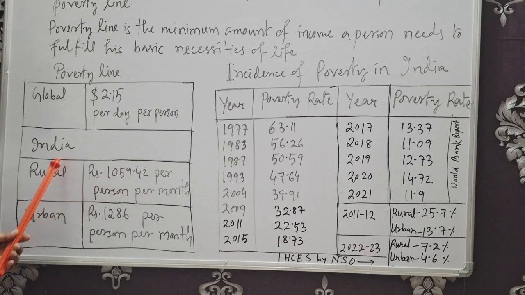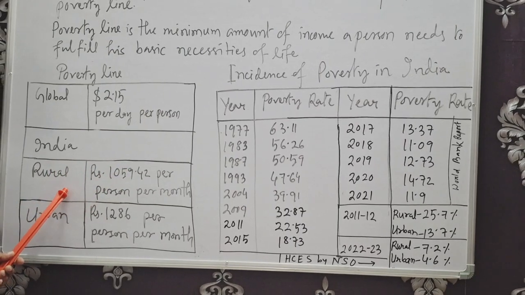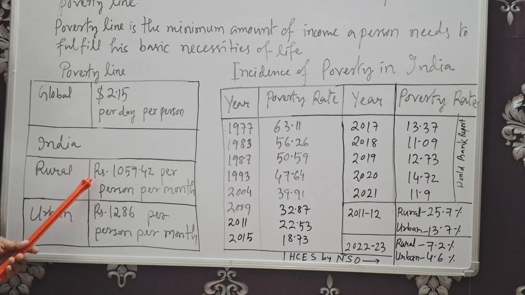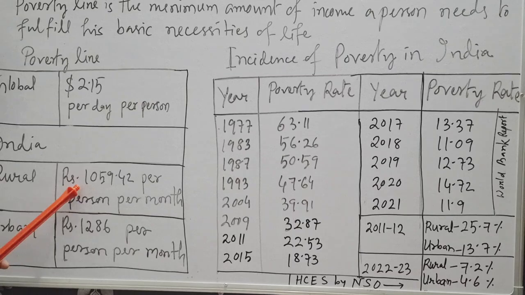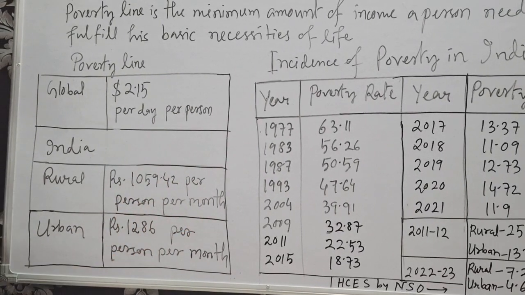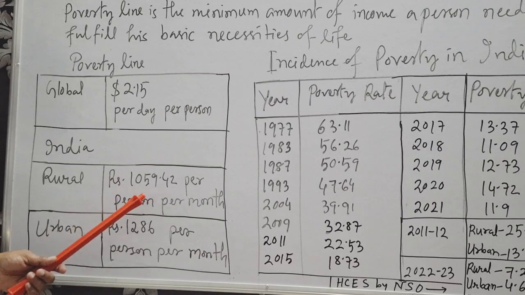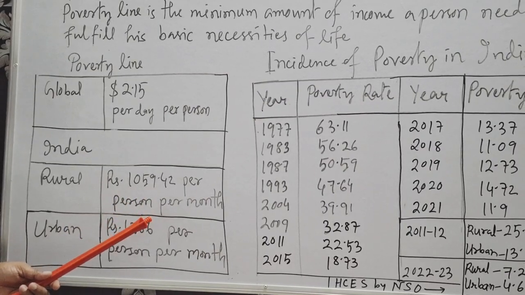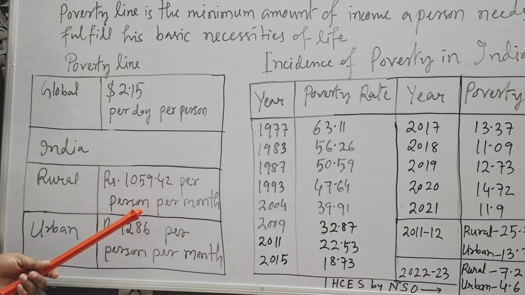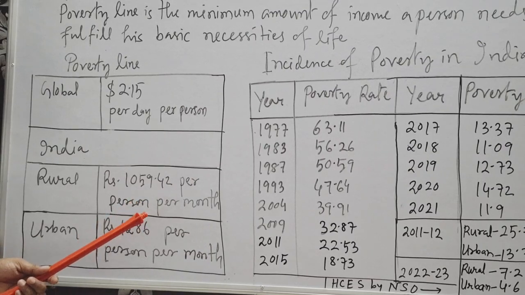And in India, in case of the rural population, it is set as rupees 1059.42 per person per month. That is, the person must have an income of approximately rupees 1059 per person per month.